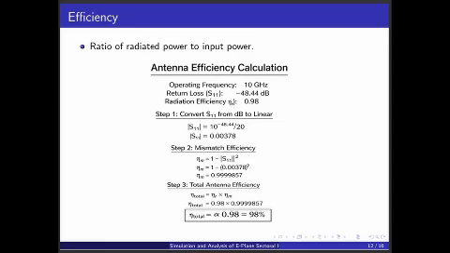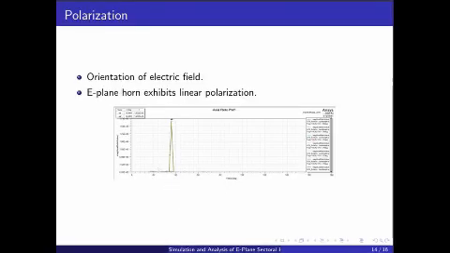Now radiation pattern. Radiation pattern shows how the antenna radiates power in different directions. We analyze it in two ways: 2D pattern and 3D pattern. As you can see in the graph, this is the 3D pattern and this is the 2D pattern. Polarization. Polarization refers to the orientation of the electric field of the radiated wave. Since this is an E-plane horn antenna excited by a rectangular waveguide, it exhibits linear polarization. Understanding polarization is important to match transmitting and receiving antennas and avoid polarization mismatch losses.